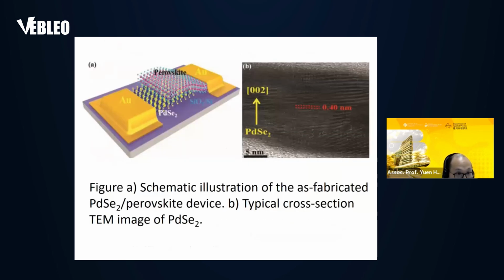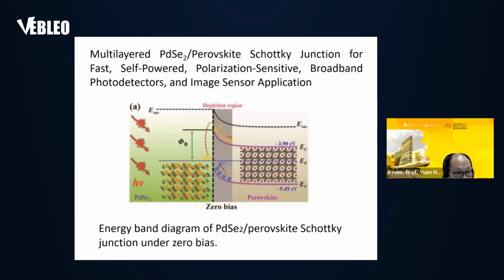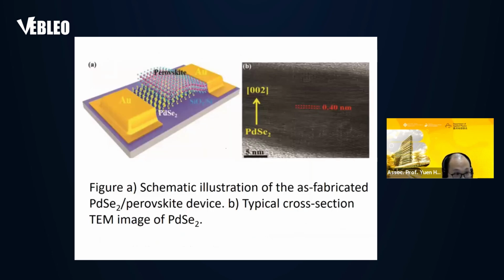So another piece of work we have done is combining the material with perovskite. As you can see from this image here, that was another collaboration, work we have done with other professors in China, Professor Law. In this work, we try to combine the PdSe2 material with perovskite. Perovskite is a very popular material for solar cell application, right? So again, we are also using a similar technique.